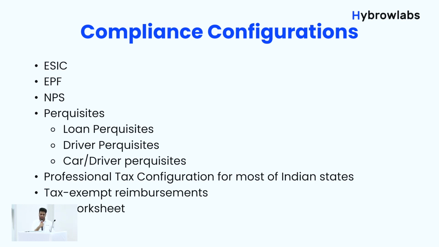Next is NPS. NPS is the National Pension Scheme. Again, a configurable percentage can be contributed by the employee, and it goes into the National Pension Fund account. Lastly, the perquisites. Let's say you are giving your employees services which are in kind and not as an amount, such as a loan which is interest free or below the interest rate, or you are giving driver services or car services. These are something you have to pay tax on.